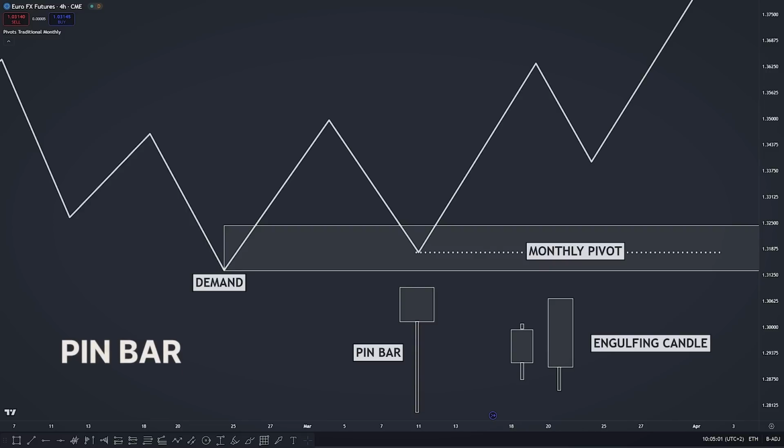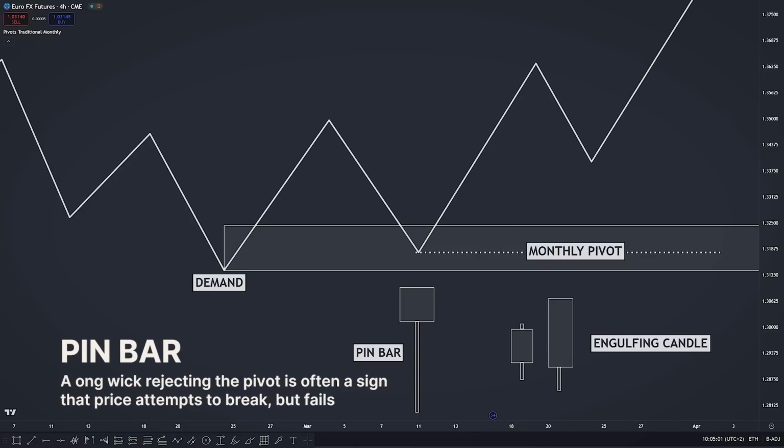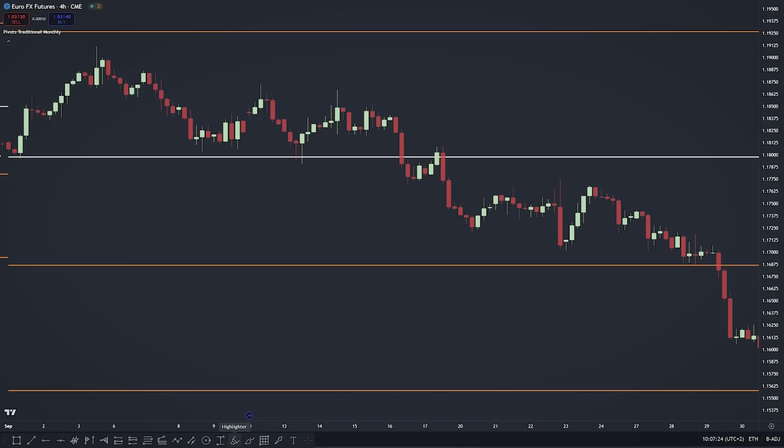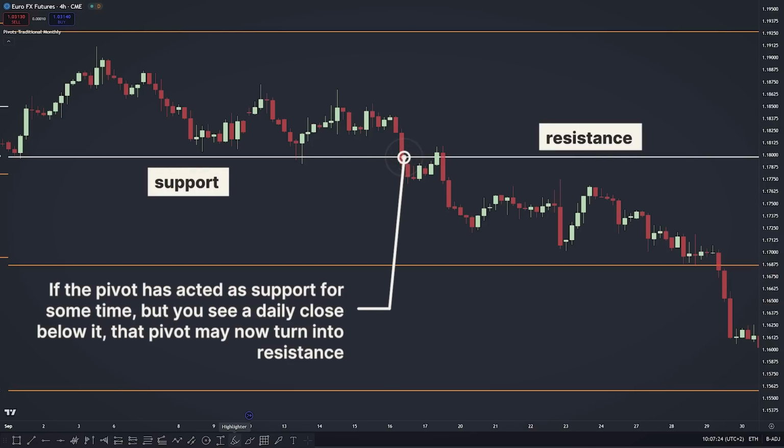Candlestick patterns reinforce pivot signals. A pin bar with a long wick rejecting the pivot is often a sign that the price attempts to break, but fails. That can lead to a reversal. An engulfing bar that closes back under the pivot after testing it is also a strong sign. If the pivot has acted as support for some time, but you see a daily close below it, that pivot may now turn into resistance.